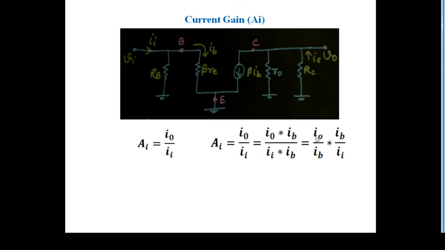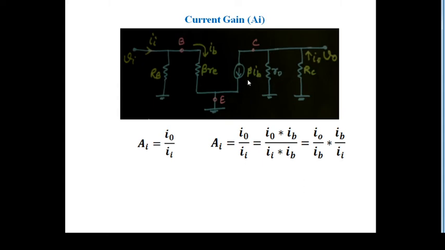Now again I am writing I naught by IB by II. Same thing. In every equation you have to write this. Why are we writing it? Because this one is a current source, and two resistances are there.